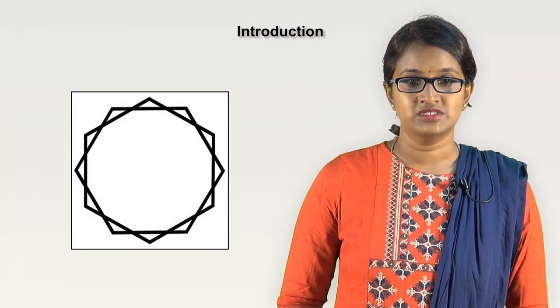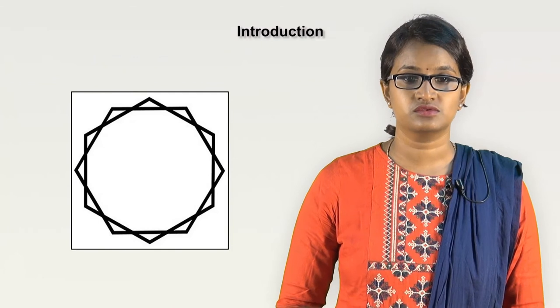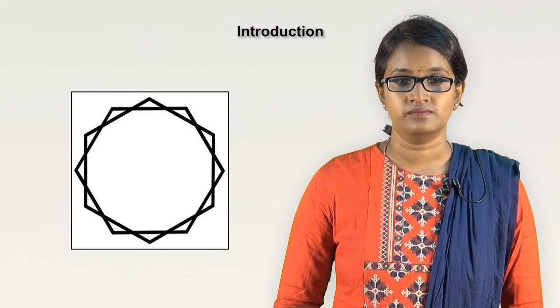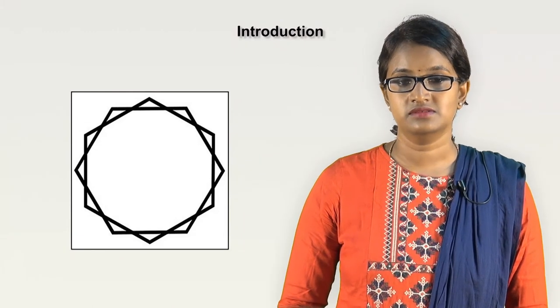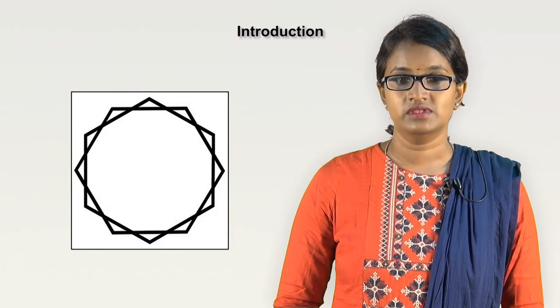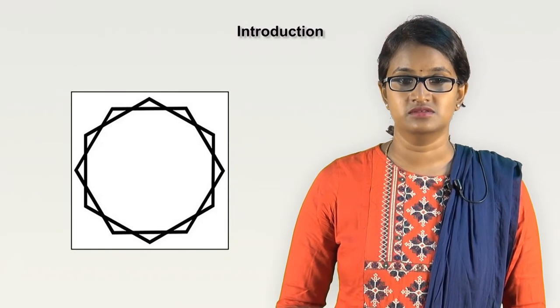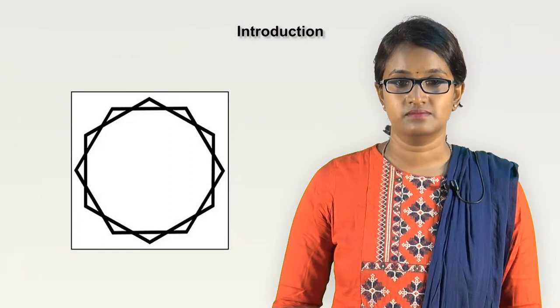The two-dimensional world consists of three geometric shapes: the square, the triangle, and the circle. All the other geometric shapes are certain combinations of these three.